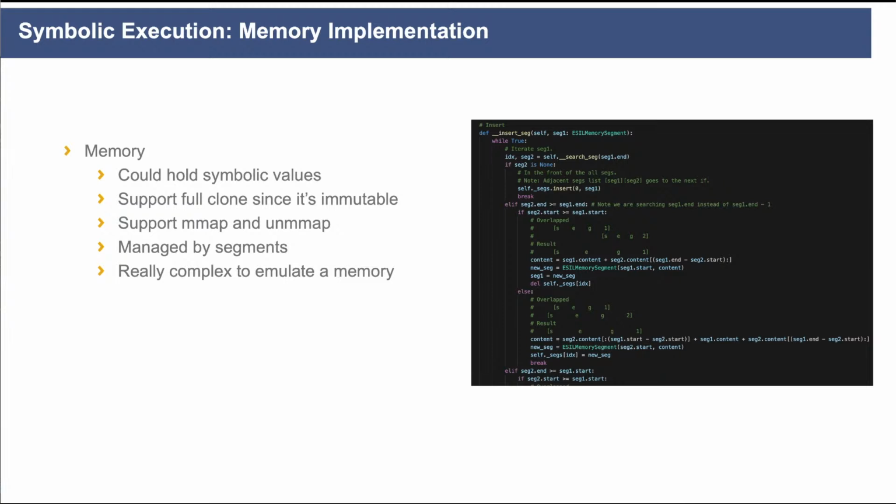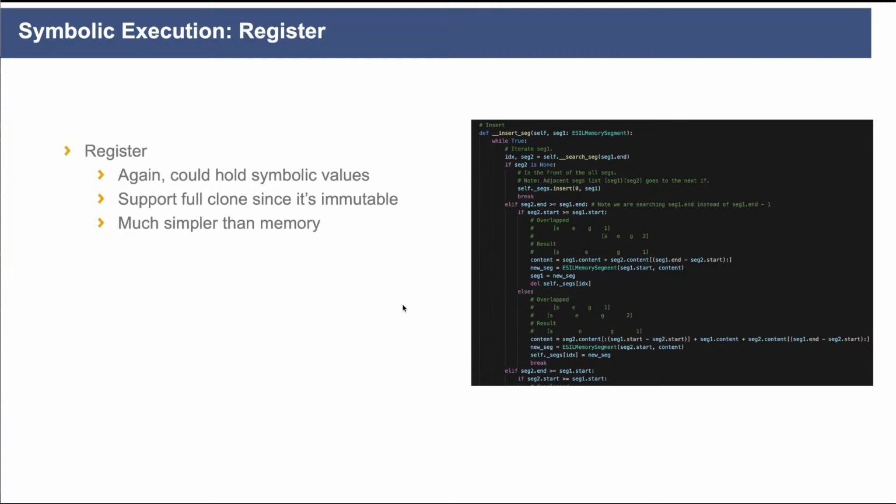So it's managed by segments. Every time the user writes to an address, you create a segment and insert it into the current segment array. And it's really more complex than expected. For example, when I insert a segment, I have to check for overlapping segments and merge segments, or delete some existing segment and replace it with a new one. So it's really complex.